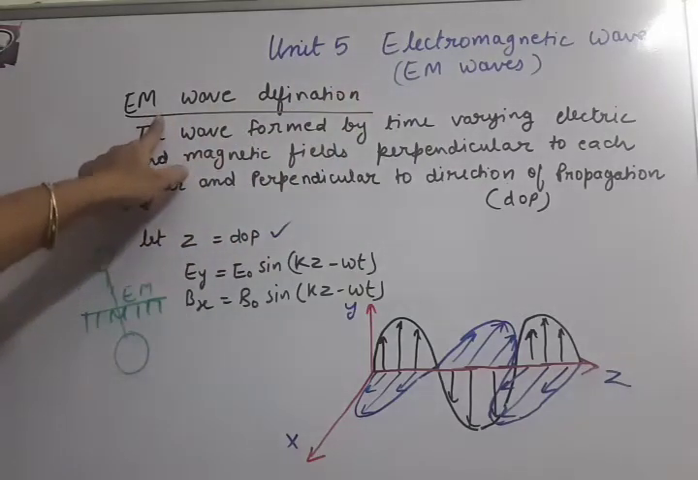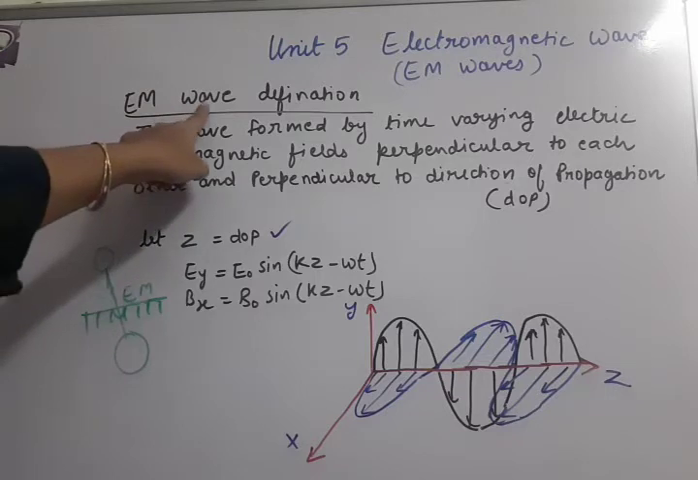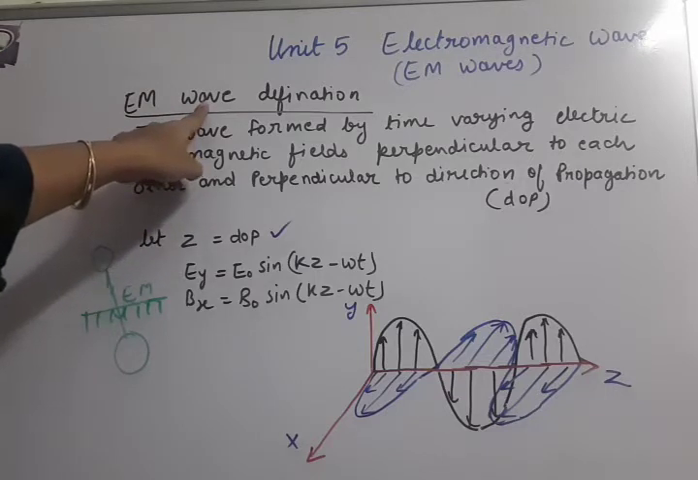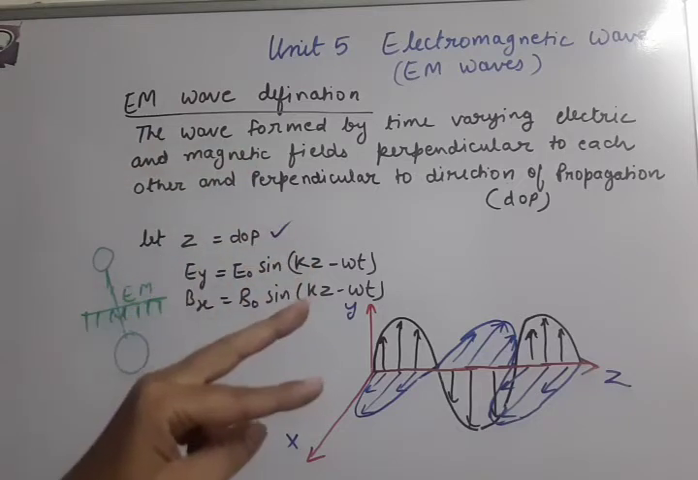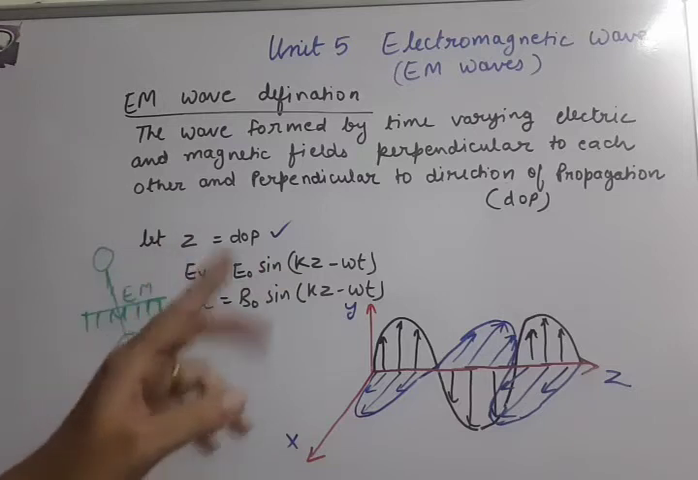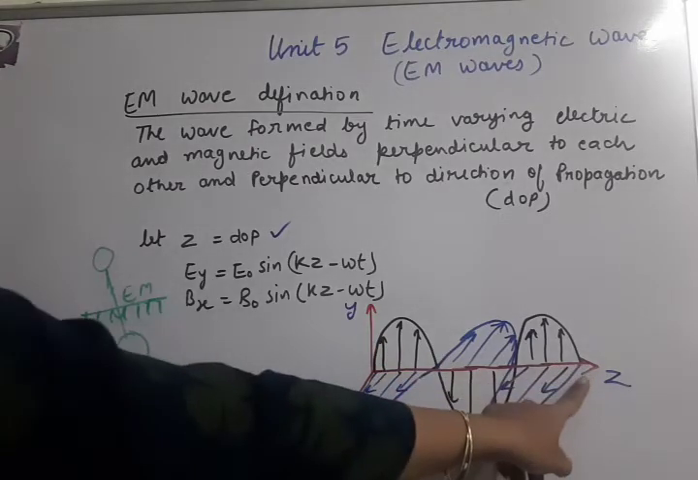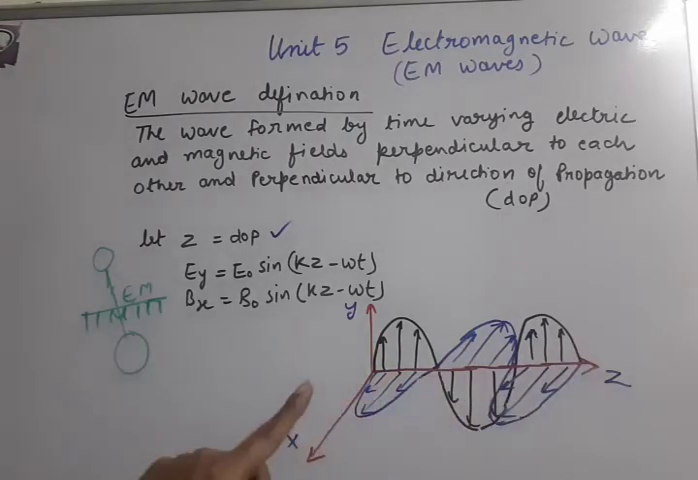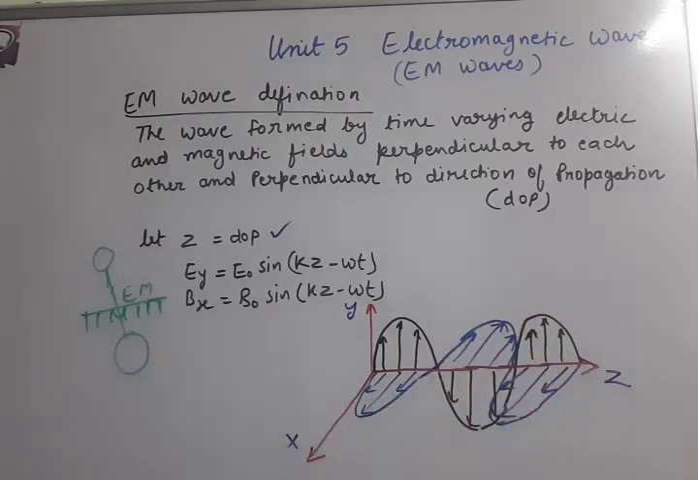Electromagnetic. The meaning is clear: electric and magnetic fields are making the electromagnetic wave. So the wave which is formed by two fields, electric and magnetic field, and they should be perpendicular to each other and perpendicular to the direction of propagation also. That wave is called the electromagnetic wave. And also these fields are oscillating fields or sinusoidal fields. Sinusoidal means the variation is sine variation with respect to time.